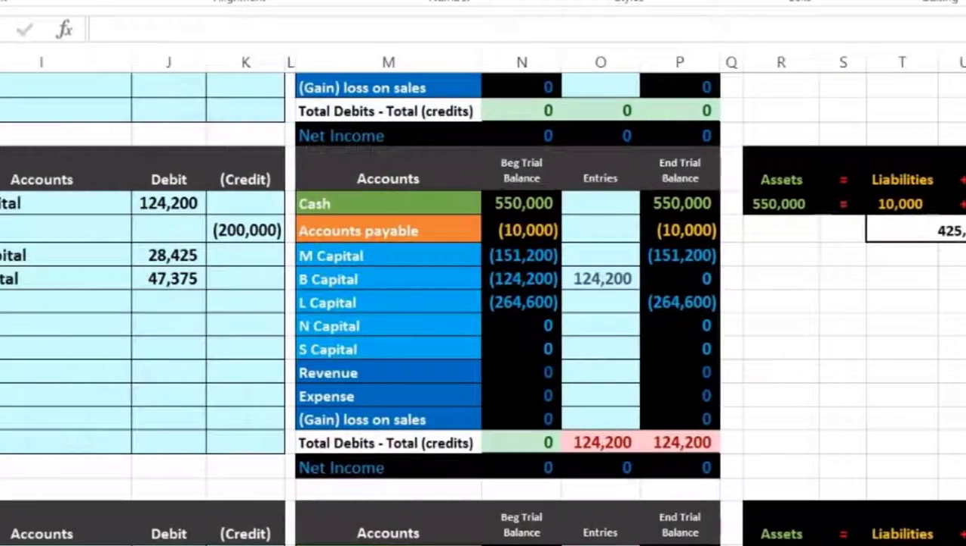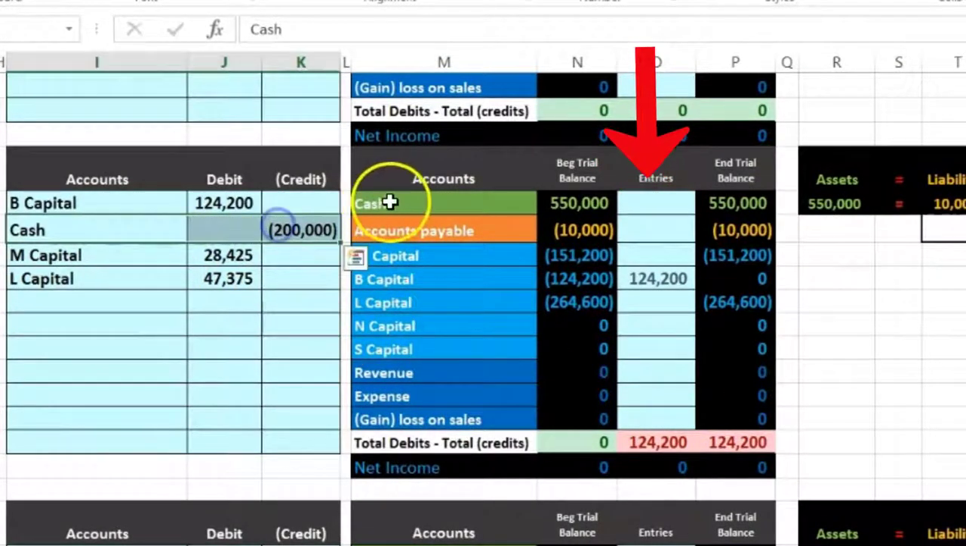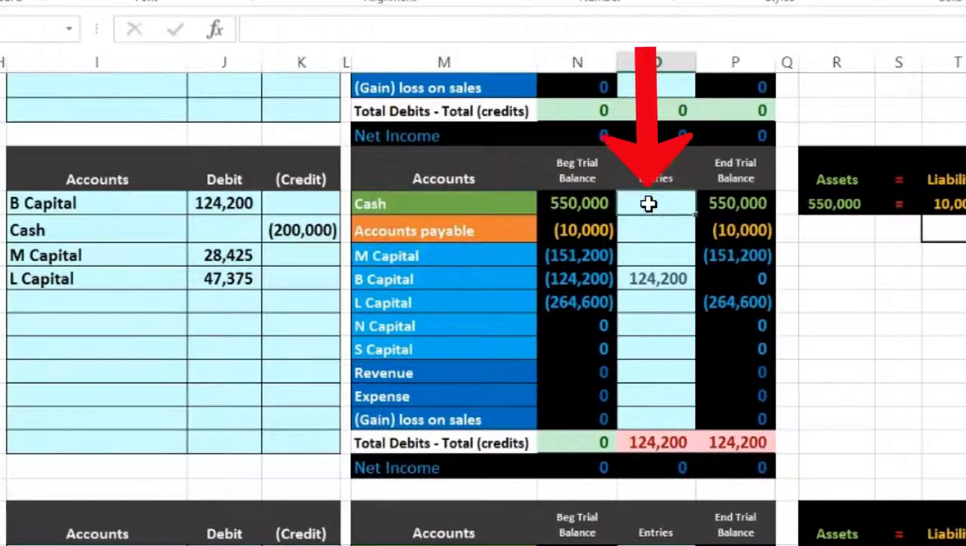We could see our accounting equation over here if we want to. And then we're going to go to the cash. Cash is going to be the second account. Cash is up here, and we're going to post it to 017 and see what happens. Equals the 200,000.